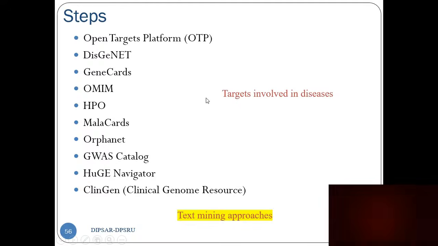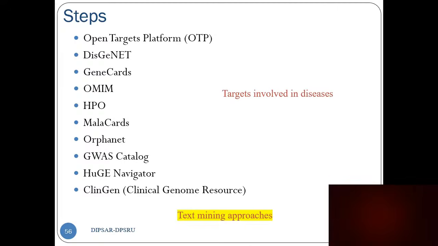GWAS, that is the Genome-Wide Association Studies Catalog, HuGE Navigator, ClinGen, that is the Clinical Genome Resource, and of course, you also have to do text mining approaches. So this is the first step for the network. If you are planning a network pharmacology study, this is the first step, where you have to understand the disease, and to understand the disease, you have to pull out data from all these databases.